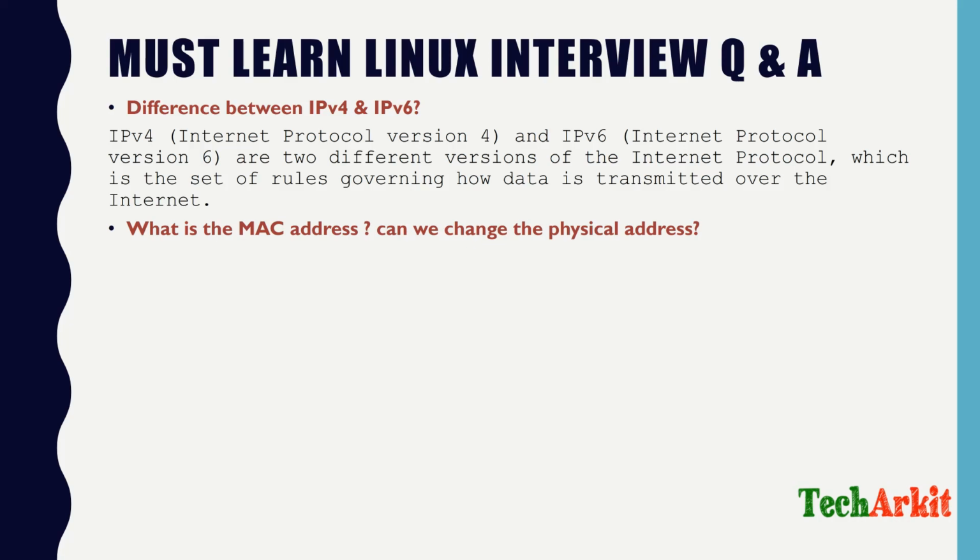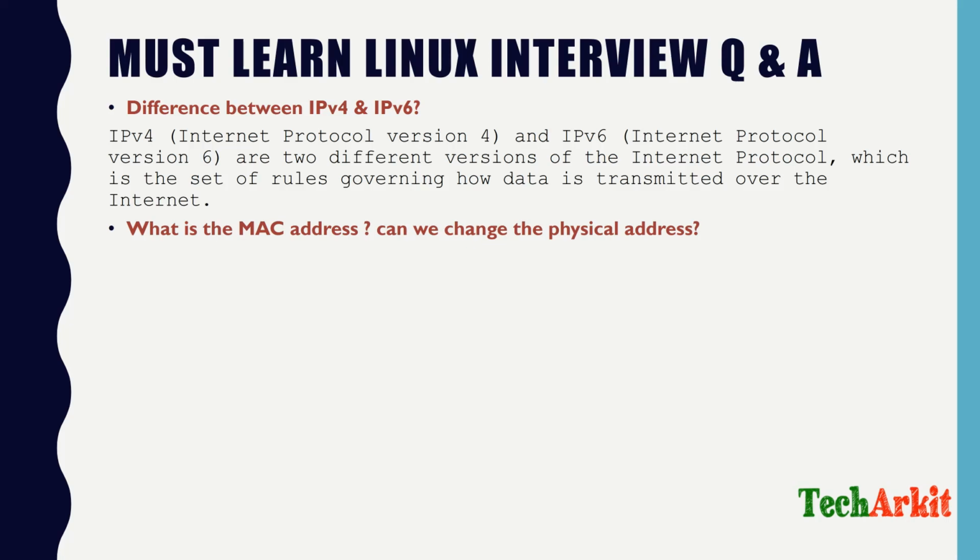IPv4 has 32-bit numbers and IPv6 is a 128-bit number. The address format for IPv4 will have 4 octets like 192.168.1.1, something like that, and IPv6 will look like 2001:0db8:85a3. So there are many hexadecimal numbers included in IPv6.